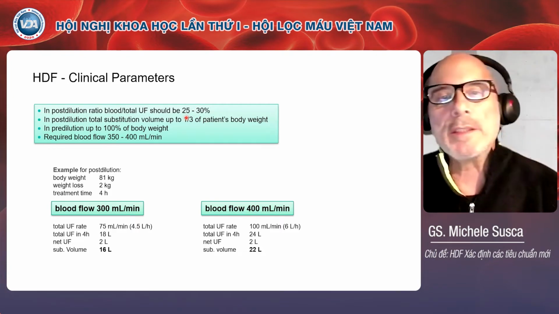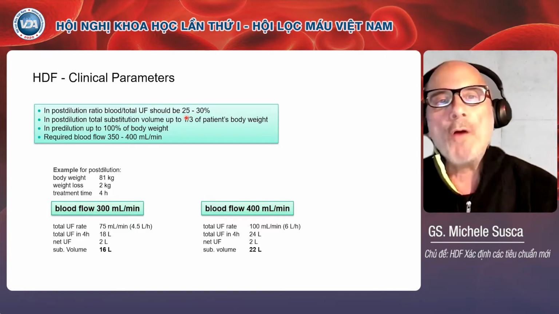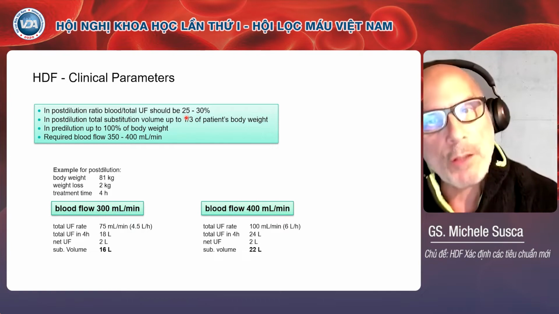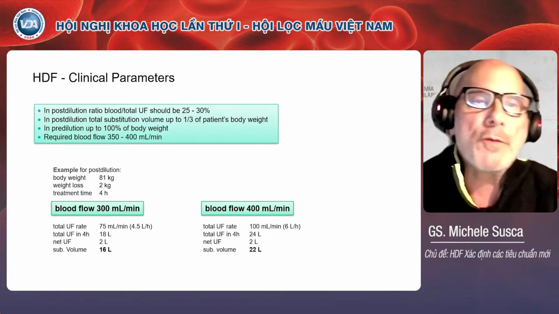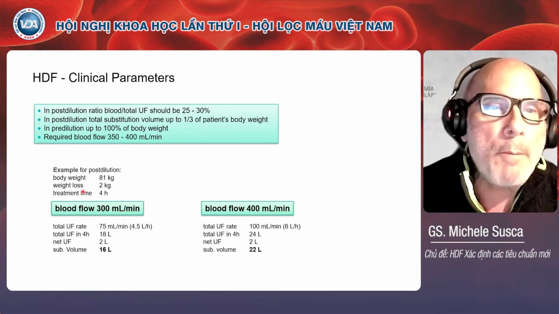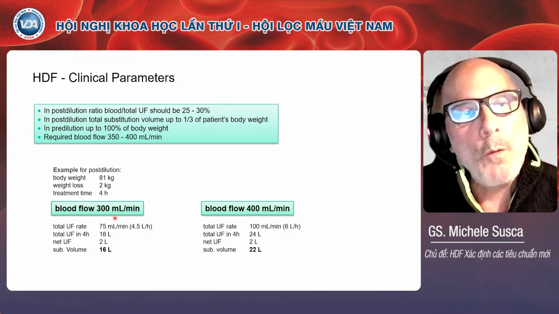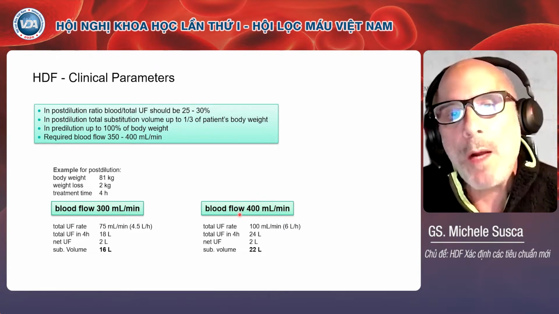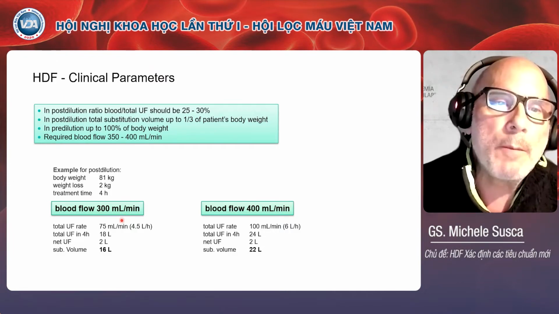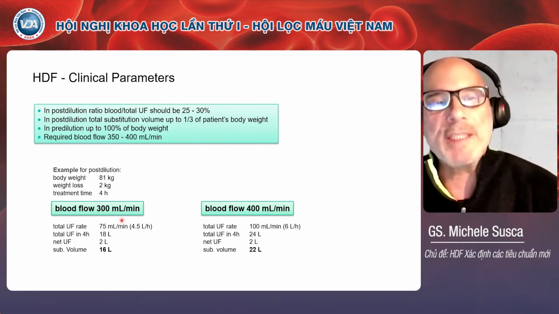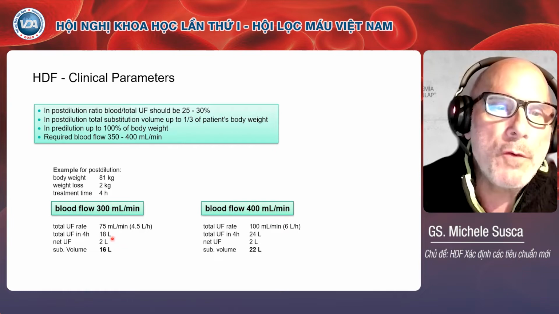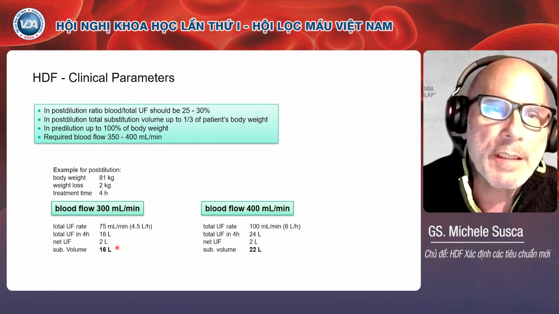This also means that in post-dilution, the volume of substitution which we infuse into the patient is limited, which depends mainly on the blood flow. So far I have shown you 2 examples. One blood flow of 300 milliliters per minute and another one of 400 milliliters per minute. And you see, when we set post-dilution with 25% filtration ratio, then the maximal volume we can infuse in this treatment is 16 liters.